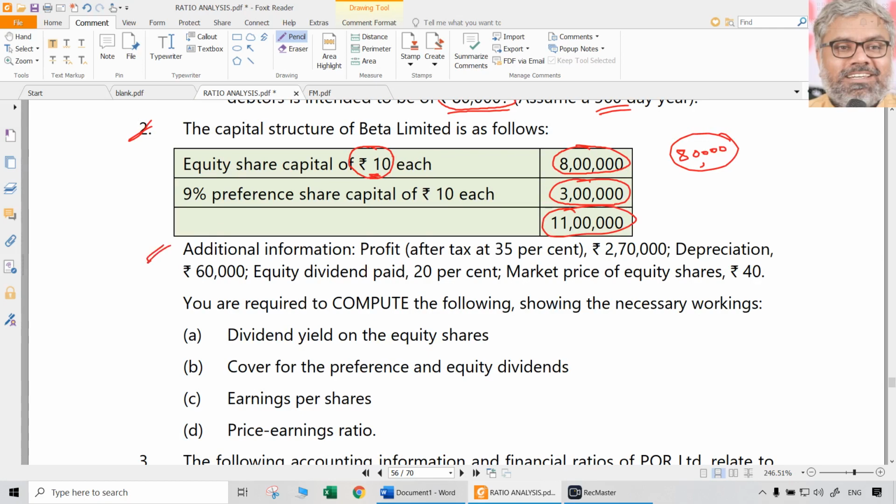Additional information is given like this. Profit after tax at 35% is 2,70,000 rupees. Depreciation is 60,000 rupees. Equity dividend paid is 20%. 20% of what? Whenever it is equity dividend, it will be considered on the face value only. Market price of equity shares is 40 rupees. So that is the other information given. What is required is to compute the following, showing necessary workings, of course.